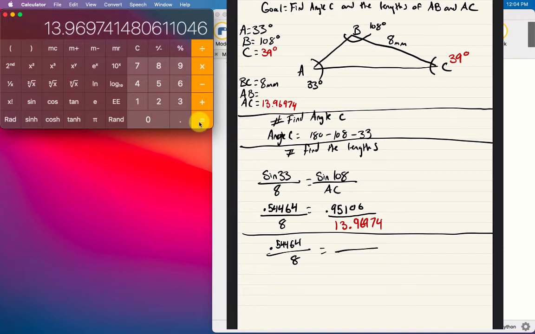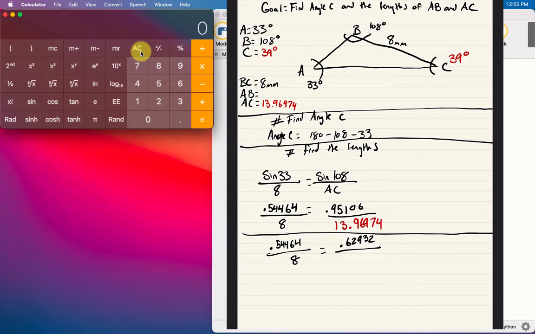0.54464 over 8 is equal to, and we need the sine of 39. So let's go to our calculator. We'll do 39 sine, and that gives us 0.62932. And now we'll do our division, right? Again, we're going to divide these and multiply by 8.